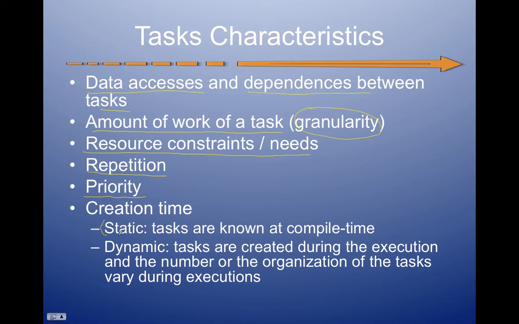And you can consider two kinds of creation time, static and dynamic. In the static case, you know exactly what to do at compile time. So before you execute the code, you know what the tasks are. And dynamic, the tasks are created at execution time, during the execution. And in that case, the number may vary as the application is executed.